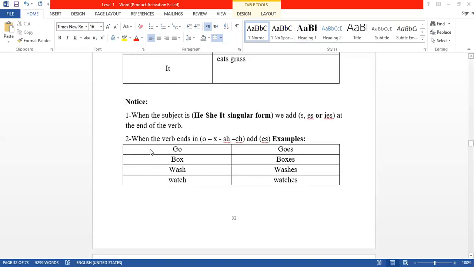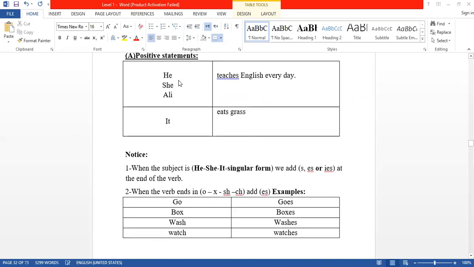When the verb ends in O, X, S, SH, CH, إذا كانت نهاية الفعل واحد من هذه الأحرف زي ما شايفينها عندنا، here we are going to add ES at the end of the verb. As you see here, he teaches. The end of the verb is CH. Here we added ES. So when the verb ends in O, X, S, SH, CH, we are going to add ES. Here we have examples.